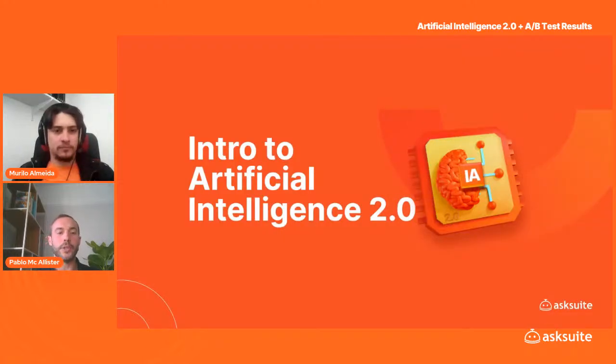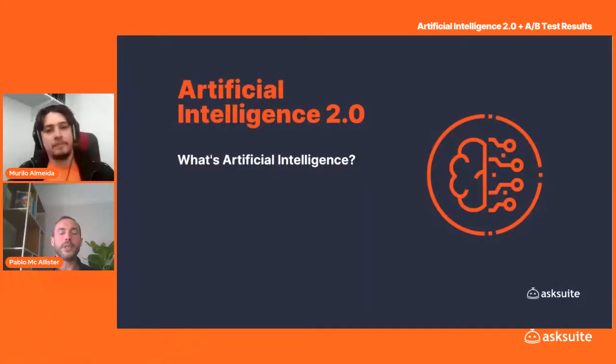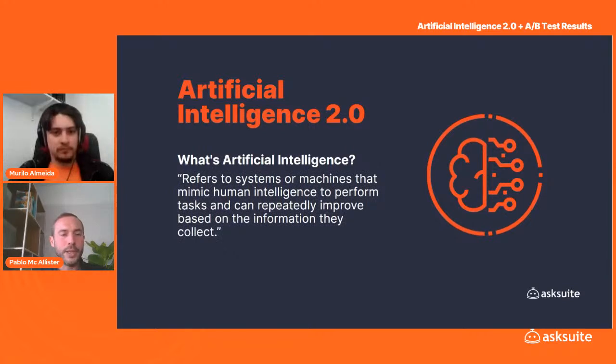So now let's make a little intro to artificial intelligence 2.0. The first thing that we are going to talk about is what is artificial intelligence. This is something we are always hearing everywhere, and it's good to have a definition. Artificial intelligence refers to systems or machines that mimic human intelligence to perform tasks and can repeatedly improve based on the information they collect. Here on Asuit, we use this artificial intelligence all the time, every time our tool is interacting with the travelers. This is the definition by Oracle.